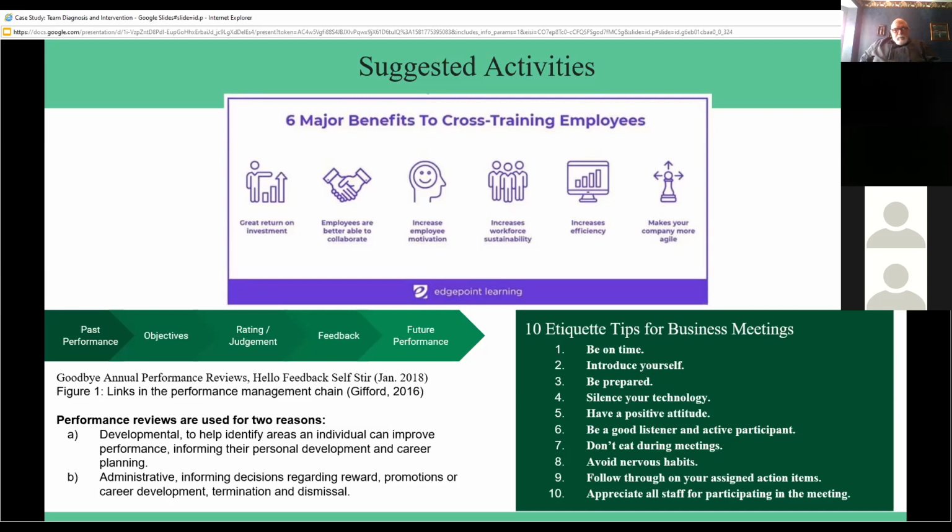One of the things that we really liked about this slide was that it covered performance reviews. We felt they would be very beneficial within this organization, because they would help each employee know exactly where they stood within their job roles. It would help clarify the things they needed to be more aware of and work on. It would help with administrative and informing decisions regarding rewards, promotions, and career development. And it would also help with termination and dismissal.